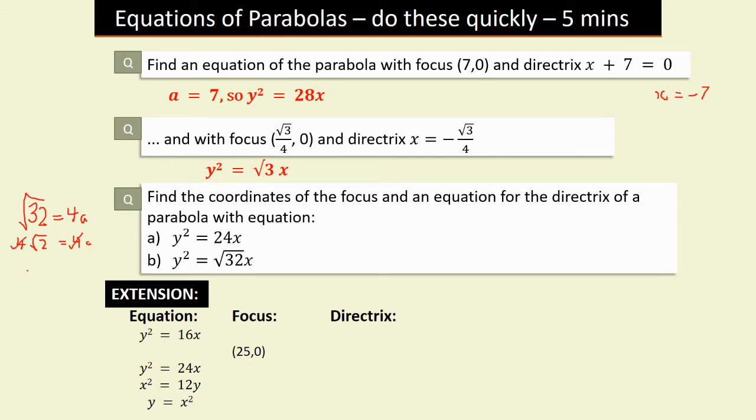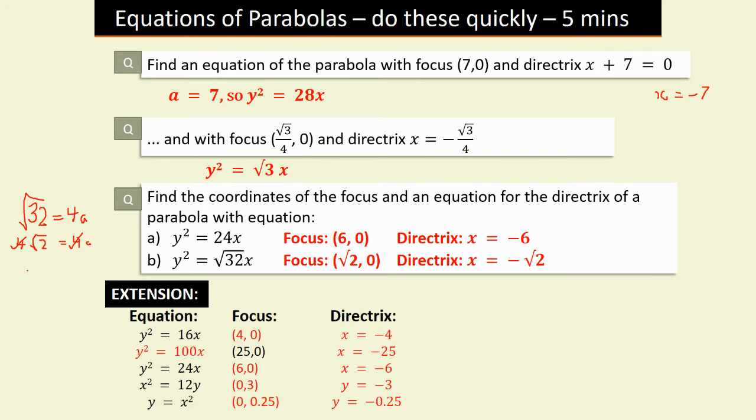A is root 2, so the focus is going to be at (root 2, 0), and the directrix is going to be x equals minus root 2. If you did the extension questions, just flip those ones up quickly so you can have a look, see how you got on with those ones. All right, hopefully not too badly.